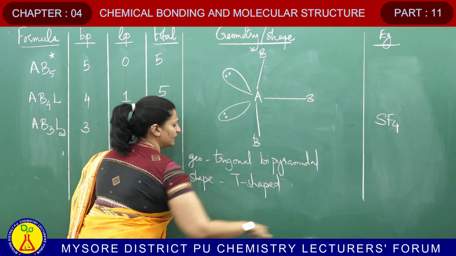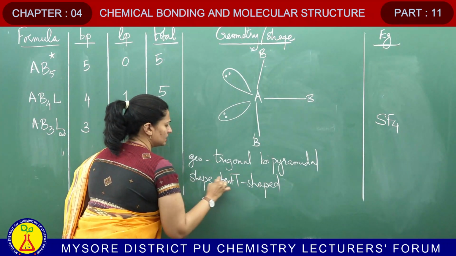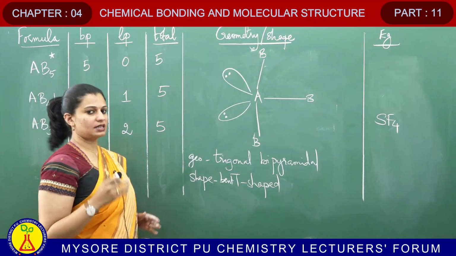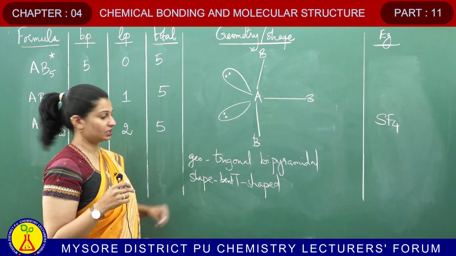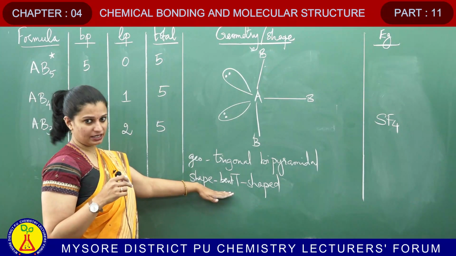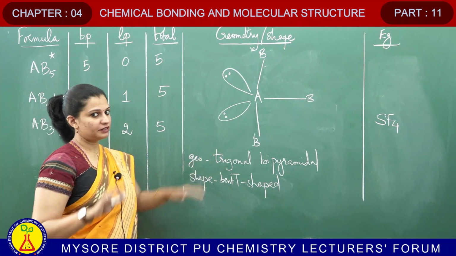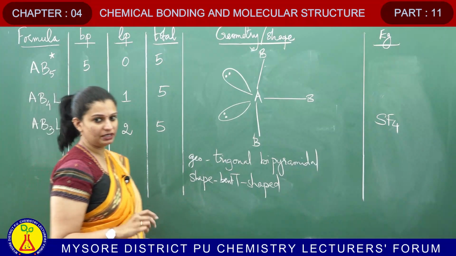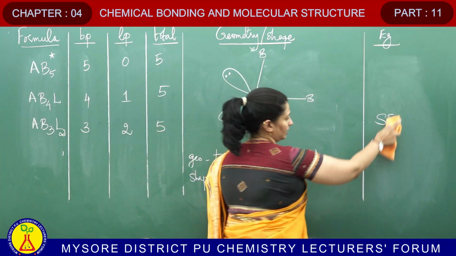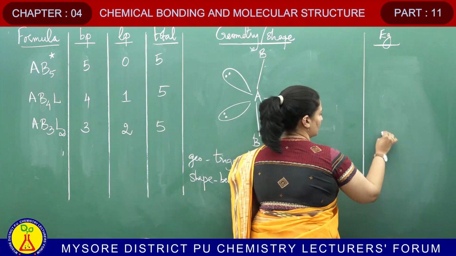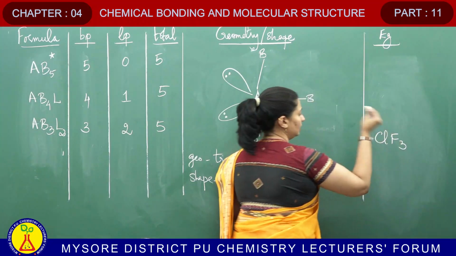T-shape. You may call it bent T-shaped also because it is not exactly perpendicular, there is a slight bend because of the lone pair repulsion. So this shape is bent T-shaped and the geometry still remains trigonal bipyramidal. None of the angles will be proper, they would have all been distorted. Now the example for this geometry or this shape is ClF3.